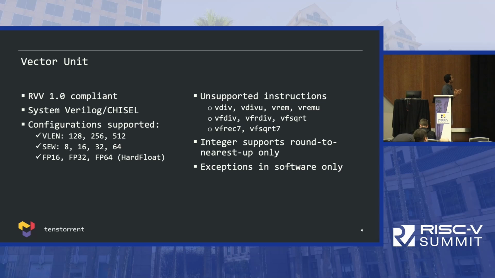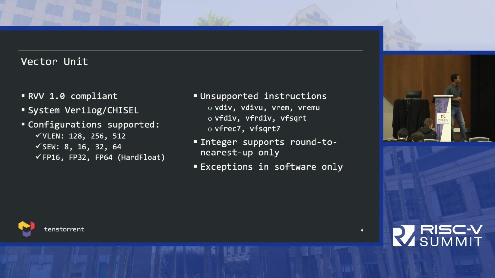So I just wanted to go over some specs on the vector unit. The intent was to build a RISC-V 1.0 compliant vector unit. Most of the code is written in SystemVerilog, some in Chisel. Some of you might be familiar with Chisel. And we support vector lengths of 128, 256, 512, SEW 8, 16, 32, and 64 with half precision, single precision, and double precision support.